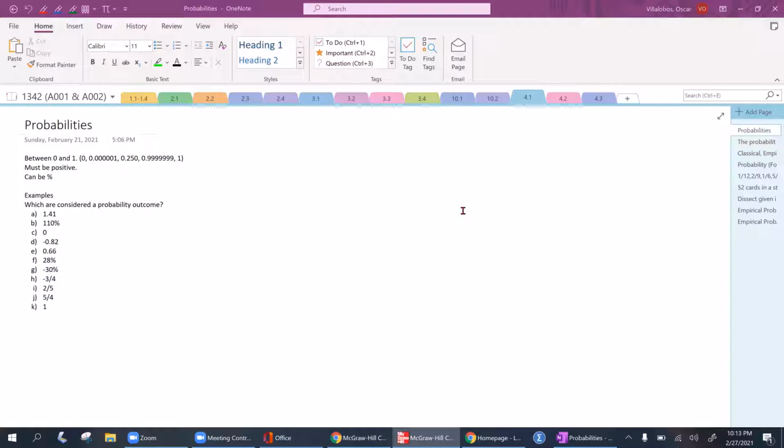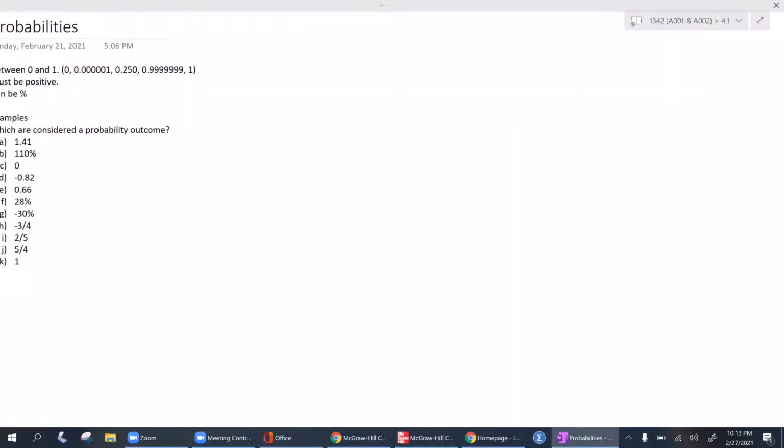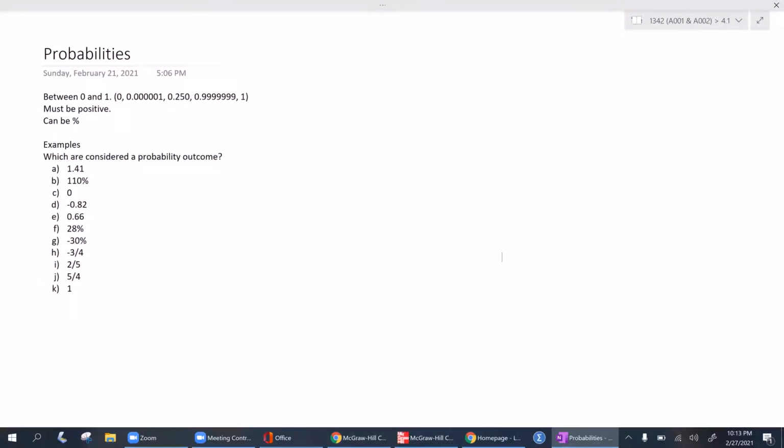This week we're going to cover 4.1 and we're going to cover probabilities. Some of us are very familiar with this section, so I want to go ahead and cover some of the foundation first, whenever we're talking about probabilities.